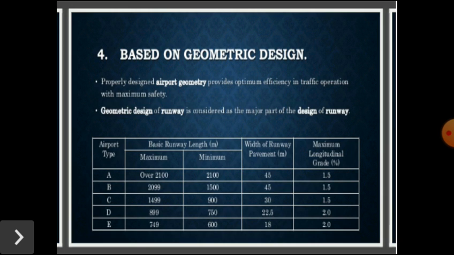Similarly, the runway width should be 45, 45, 30, 22.5 and 18 meter for type A, B, C, D and E respectively. And the maximum longitudinal gradient should be 1.5% for type A to type C, and 2.0% for type D and type E airports. So this is the classification based on geometric design.